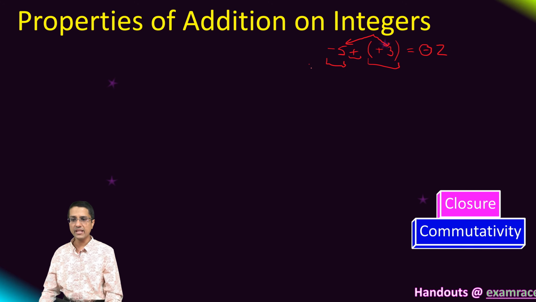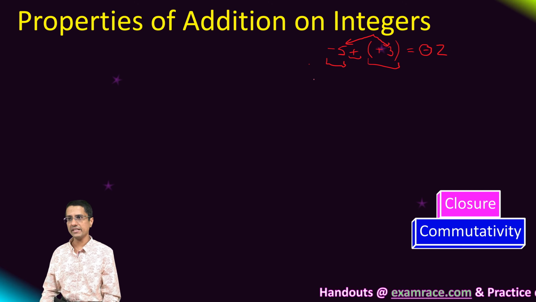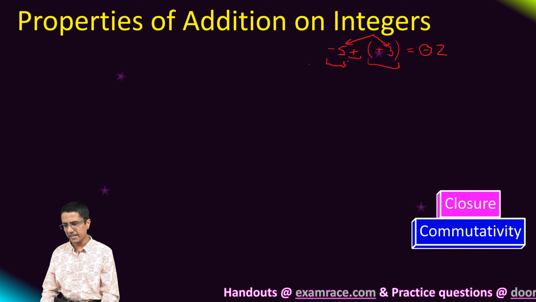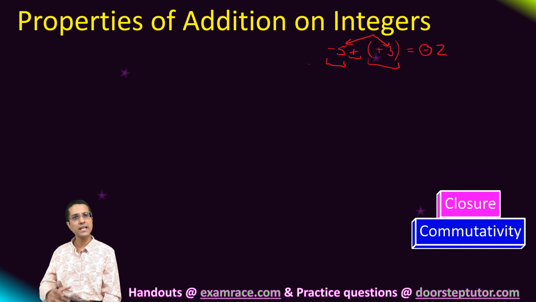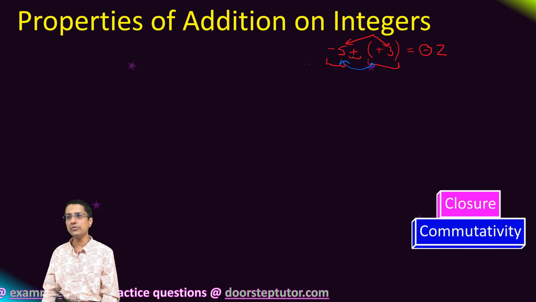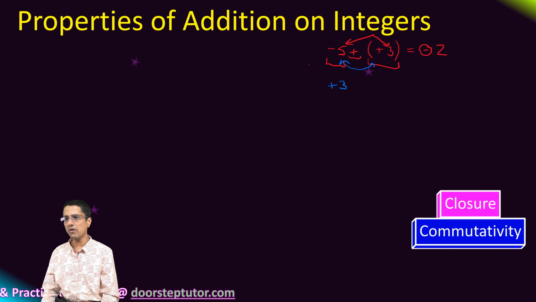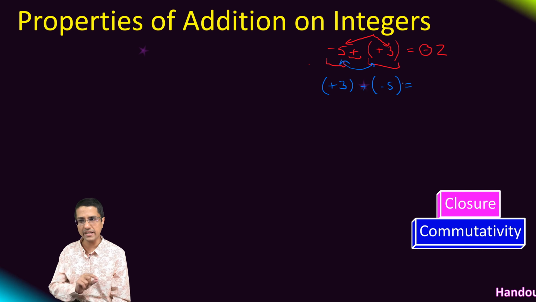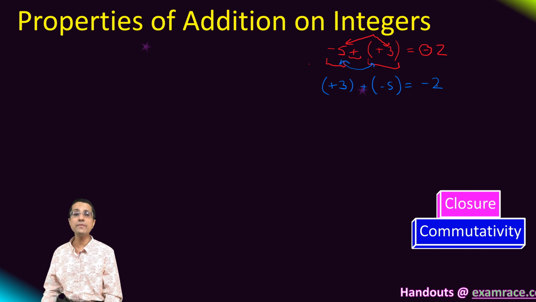Next property is the commutative property of integers. And what does it say? It says that if I have two operands, let's say again -5 and +3, and if I change the order of those two operands around the plus sign, so now I would write it in a different order, it does not matter. My answer would still be -2.